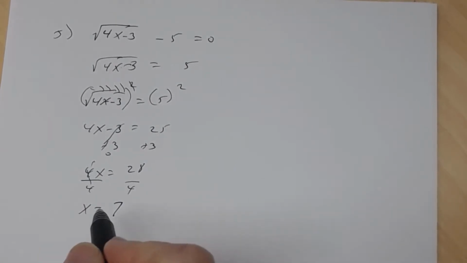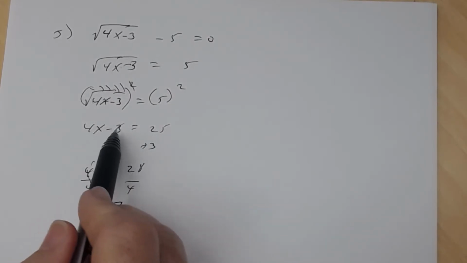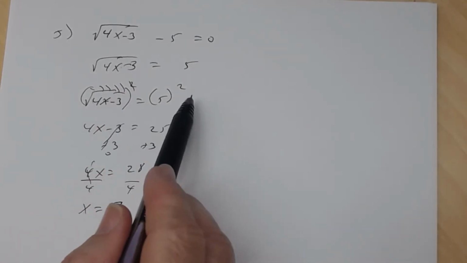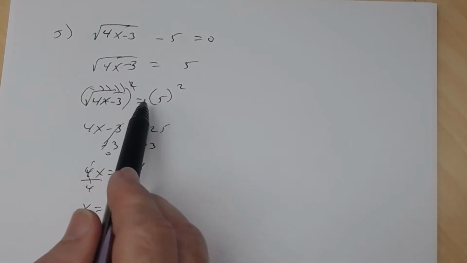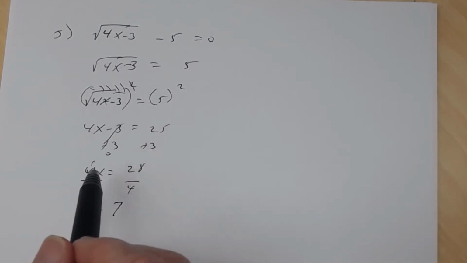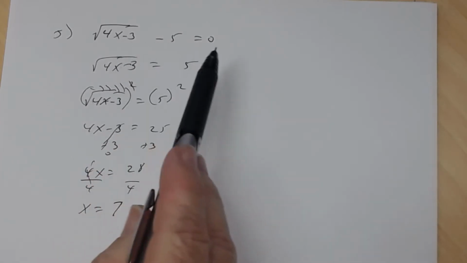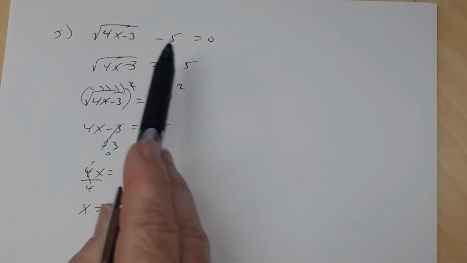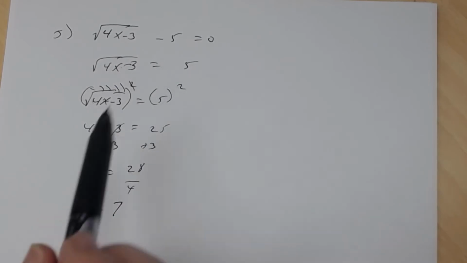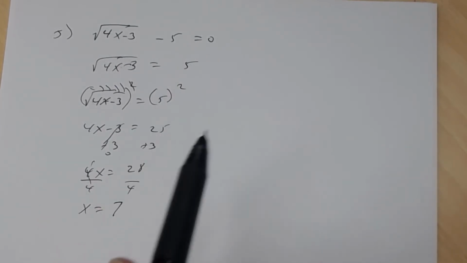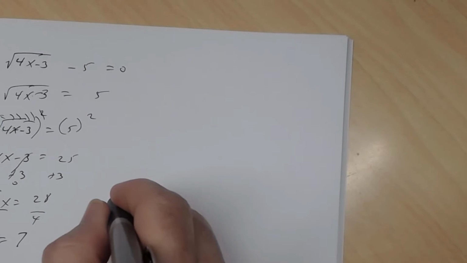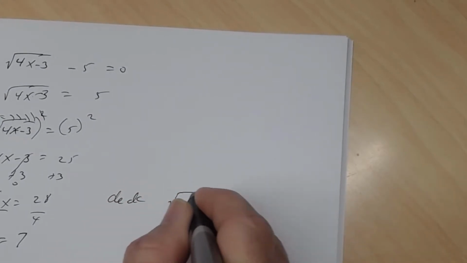Now remember, this is a proposed solution. This is a solution to this linear equation, and it's a solution to this equation that I squared both sides of. But the question is, is it a solution to the original? Always go back to the original, because you could have made a mistake here. So let's check. I'm going to rewrite the original over.